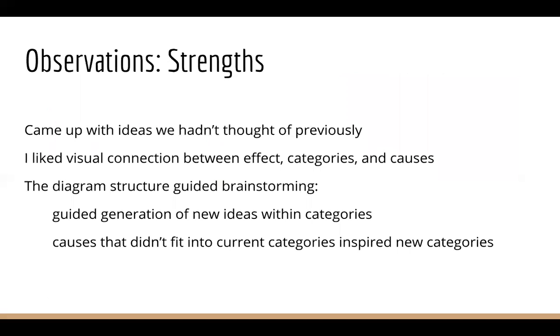So here are my observations for the strengths. We came up with lots of ideas that we hadn't thought of previously. I really liked that it was visually connected, the effects, categories, and causes, so it had a clear flow. It made sense how they all connected. And I really liked the different groupings. I thought that the diagram structure really helped with my brainstorming. Having those categories existing helped generate new ideas within those categories.